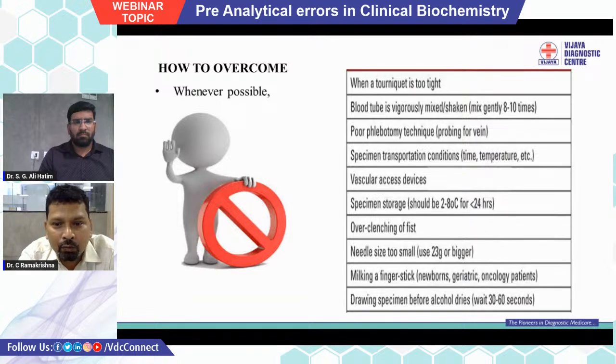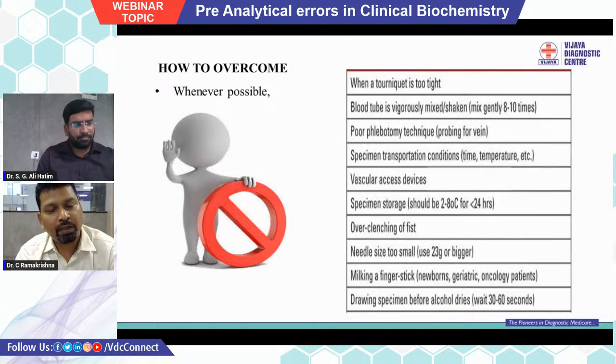And then we have this over clenching. Most of the old people tend to over clench their fist. So you need to request the patient not to clench the fist very tightly. And then transportation. The specimen, once collected, should come to the processing center within 1 hour, right? And storage, it needs to be stored appropriately at a temperature of 2 to 8 degrees centigrade after collection.